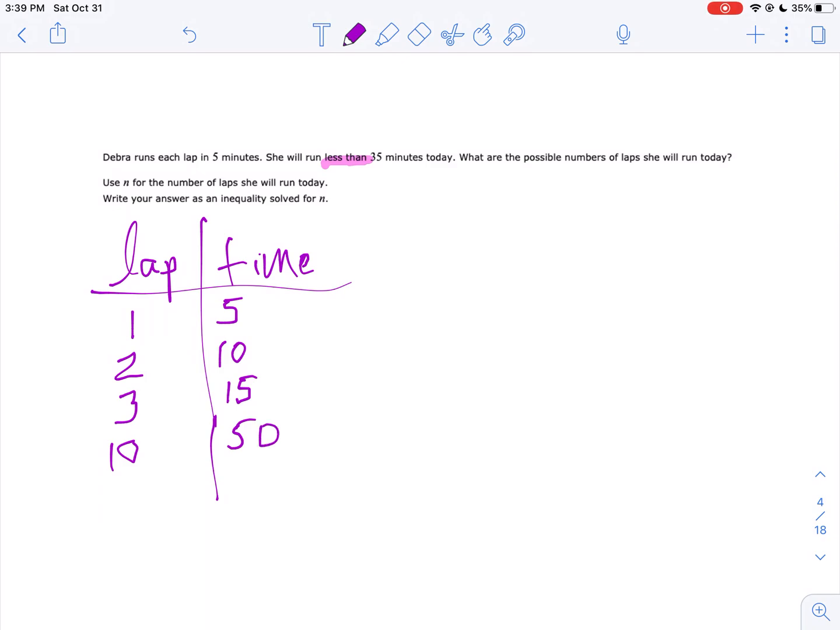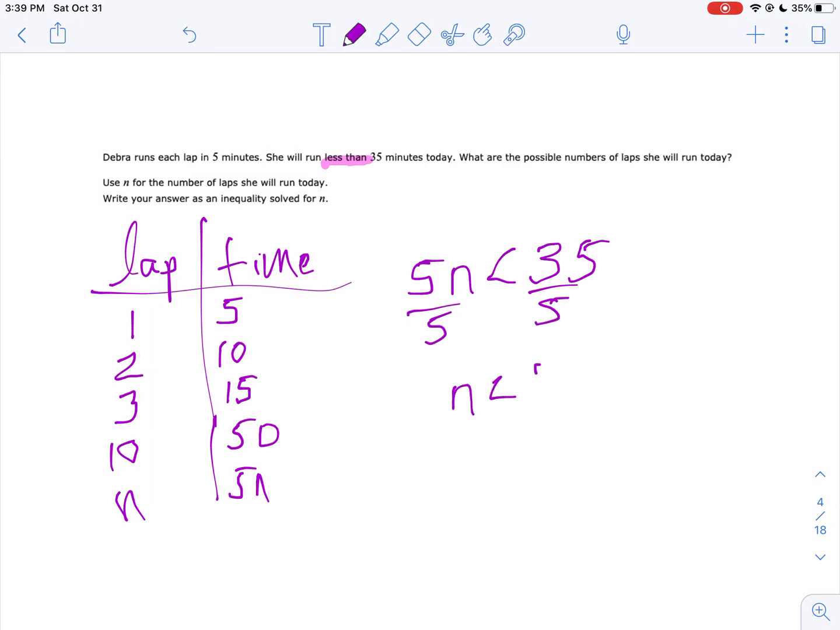How about n laps? N laps would be, well, we're going to take each lap and multiply it by 5. So in other words, we're going to say 5n is less than 35. I think you had a plus sign here. Divide both sides by 5. You should have typed in n is less than 7.